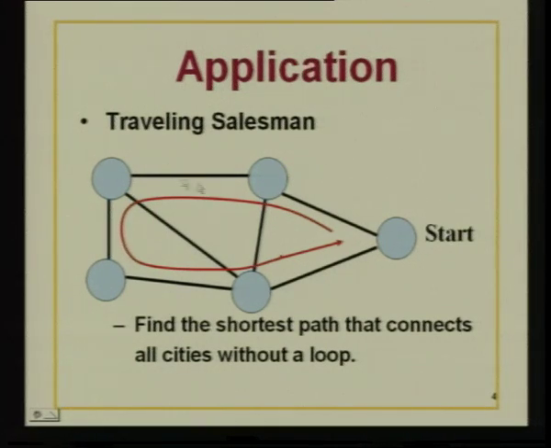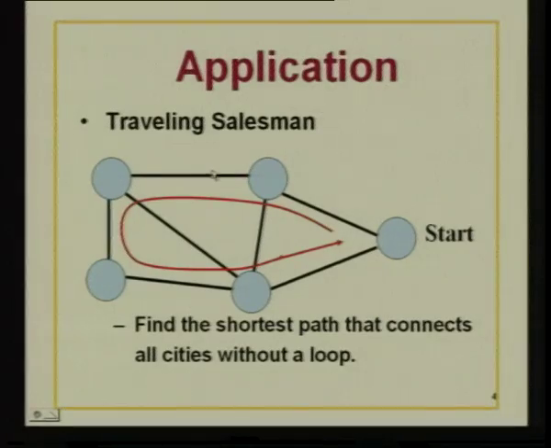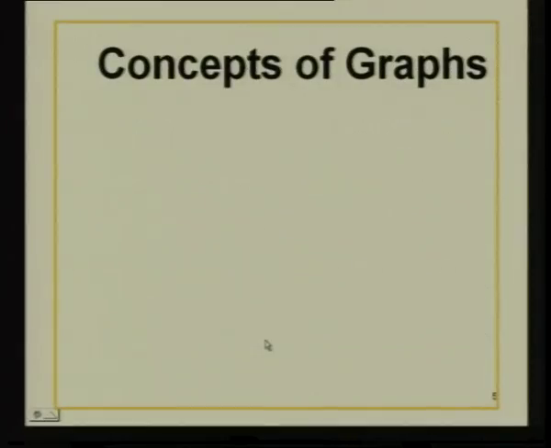For that you have to know what you mean by shortest. It could be the cost of travel, distance of travel, time to travel, it could be anything. So depending on that you can put a factor here, and depending on that you have the shortest path. Now let us look at some concepts that are associated with graphs.